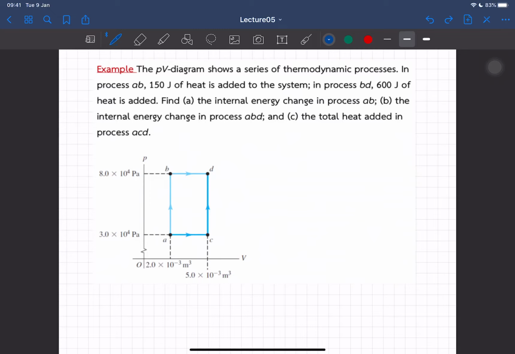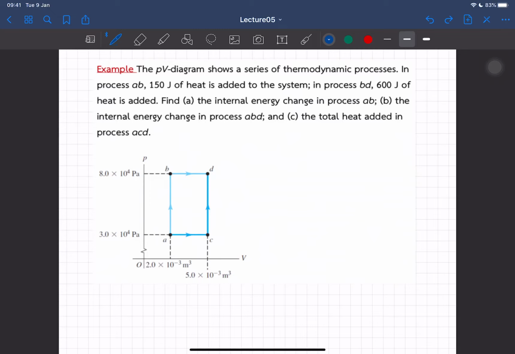All right, so let's try to do this. In the process AB, which is this one, going straight up, this one does no work, right, because there's no change in the volume. So 150 joules of heat is added to the system. Well, that's responsible for going up here, because going up, you need to increase the temperature of the process, right? So where do you get that energy from? Well, you get that from heat here, 150 joules.